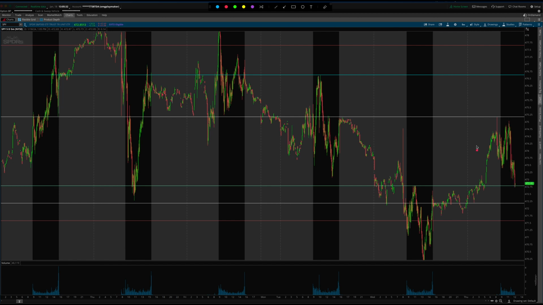Now you also have the bounce trade. That means the market come down here, and if this level hold, we play that bounce, we buy calls.